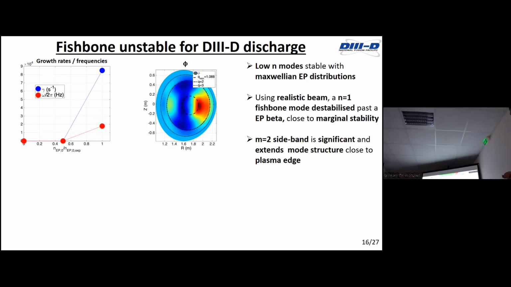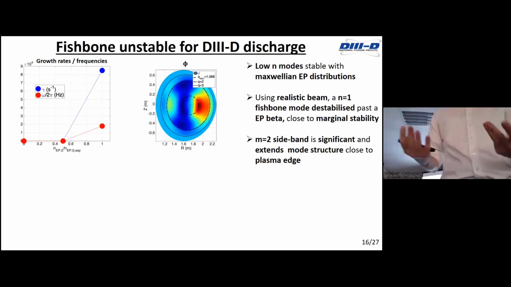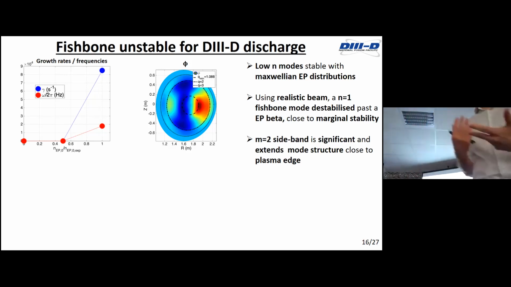So here you can see the mode structure in the poloidal plane for the electrostatic potential. It's a dominant m equal 1, you can see here. But we also have an m equal 2 sideband that actually extends the mode structure from the axis close to the edge. So now we also need to understand what kind of resonance is driving the mode.